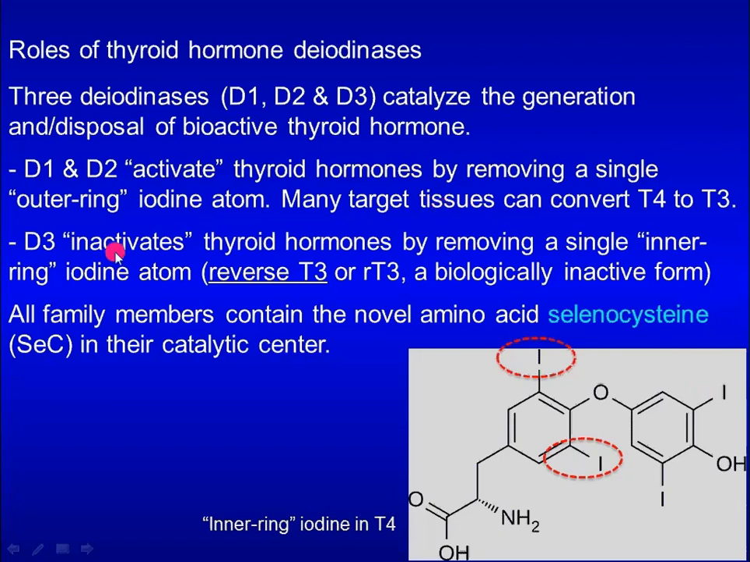D3 inactivates thyroid hormones by removing a single inner ring iodine atom, which is here. And this converts T3 into an inactive form. All family members contain the novel amino acid selenocysteine in their catalytic center.